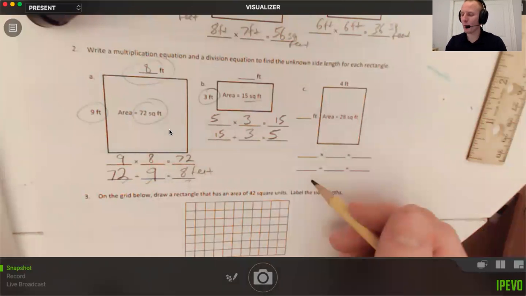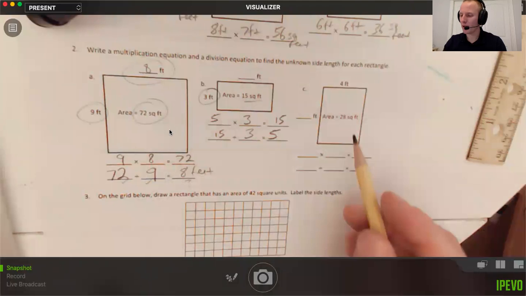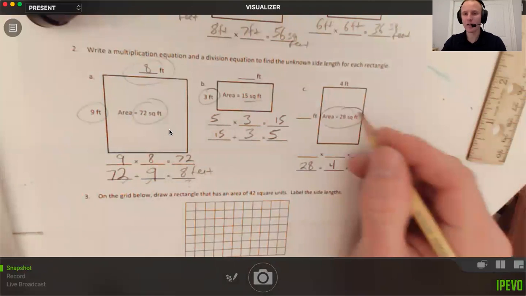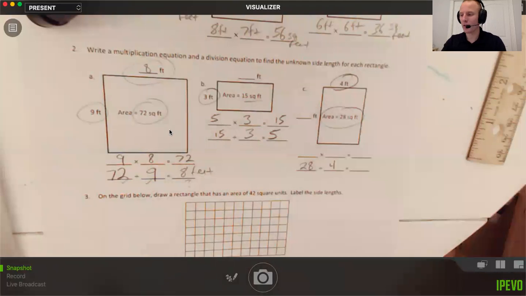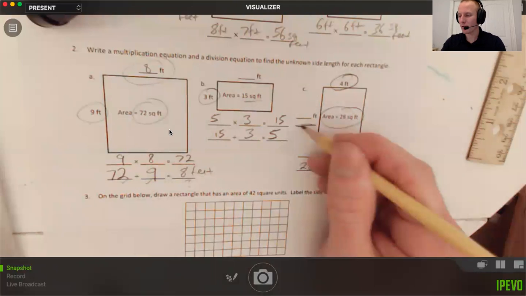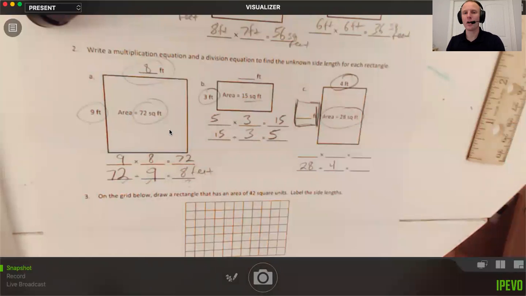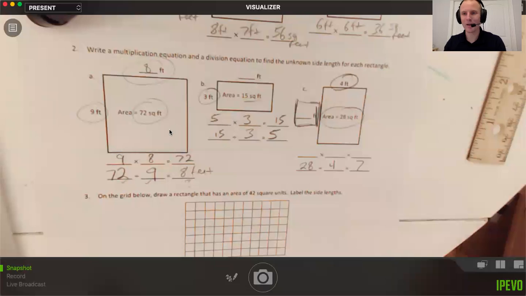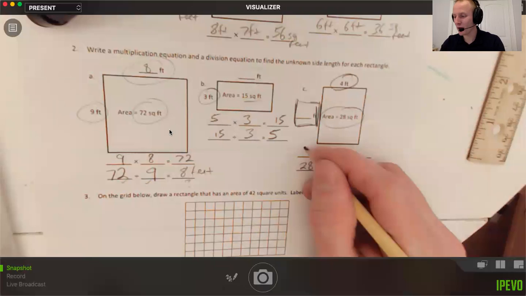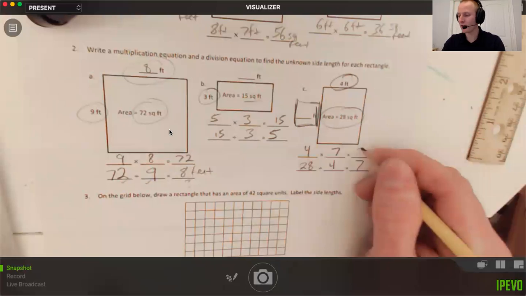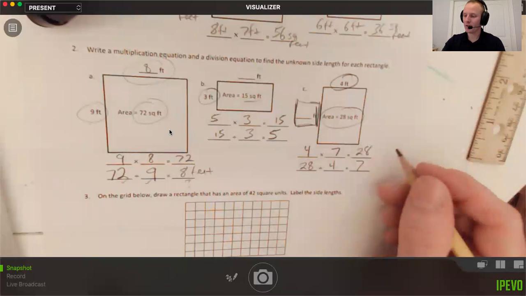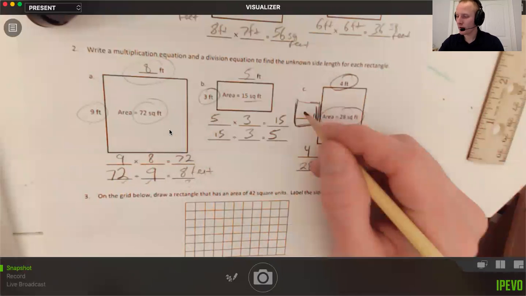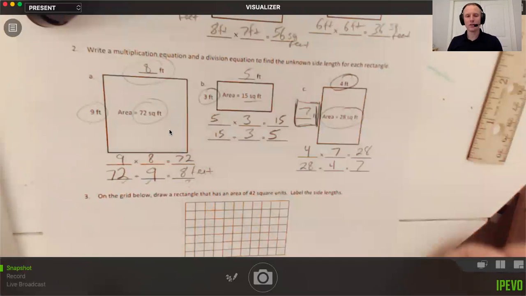We'll move forward one more here. 28 divided by 4, because I have this area and one other piece of information, a side length. What am I missing? I'm missing the other side length. 28 divided by 4 is 7. One more time, how do you know, Mr. Brunel? Because 4 times 7 equals 28. Oops, I didn't fill that in. 7 feet is my answer.